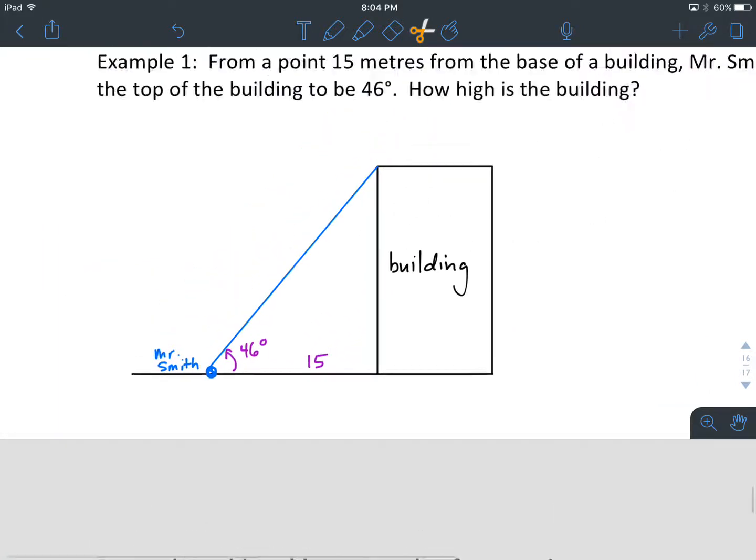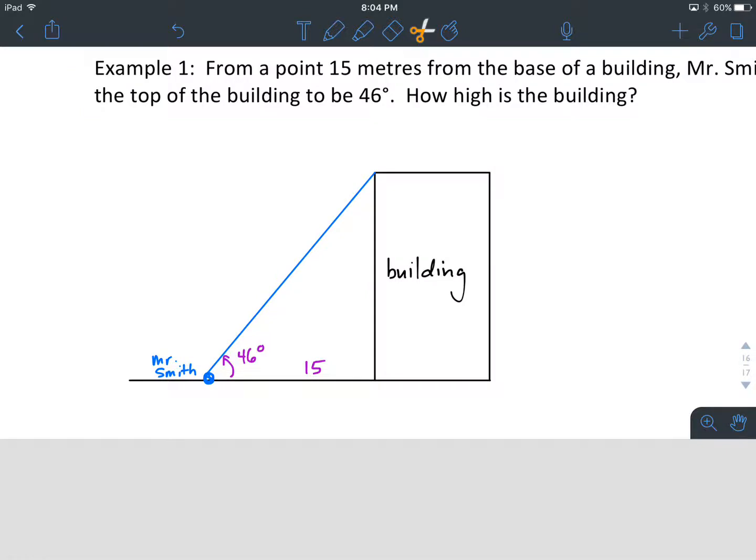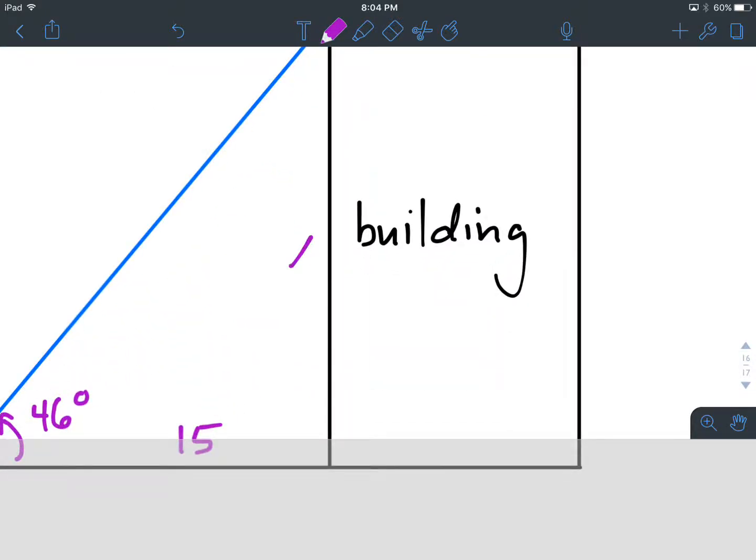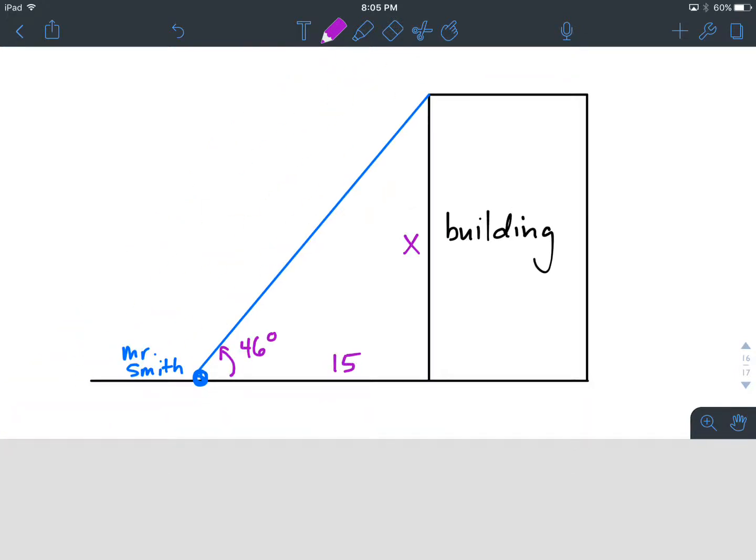The next thing we want to get down is what we're looking for. How high is the building? If you're looking for a pattern, that's the piece of information they ask you to find, and it usually shows up at the end of the question. So how high is the building? So for us, that's going to be this right here. How high is the building? So that's our setup. That's a good looking diagram.